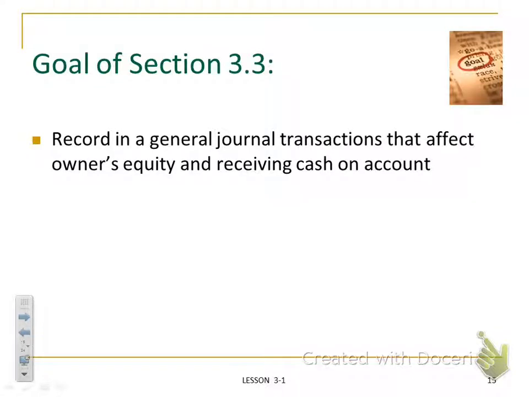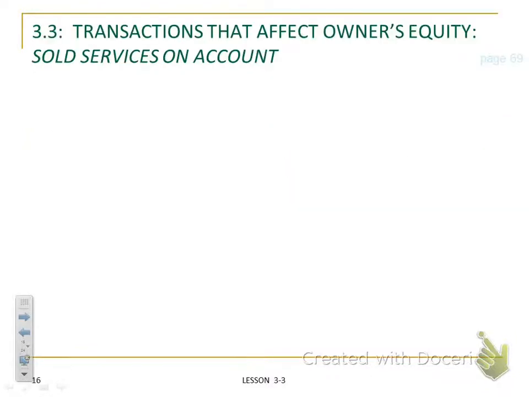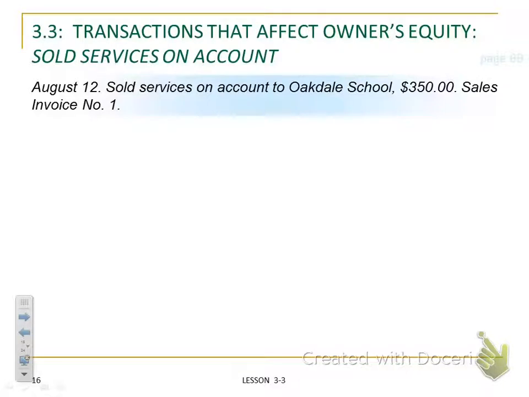So we're going to continue our discussion about journalizing transactions by focusing on transactions that affect owner's equity and receiving cash on account. We're going to look at first transactions that affect owner's equity when we sell services on account. So if we look at a transaction, August 12th, sold services on account to Oakdale School for $350.